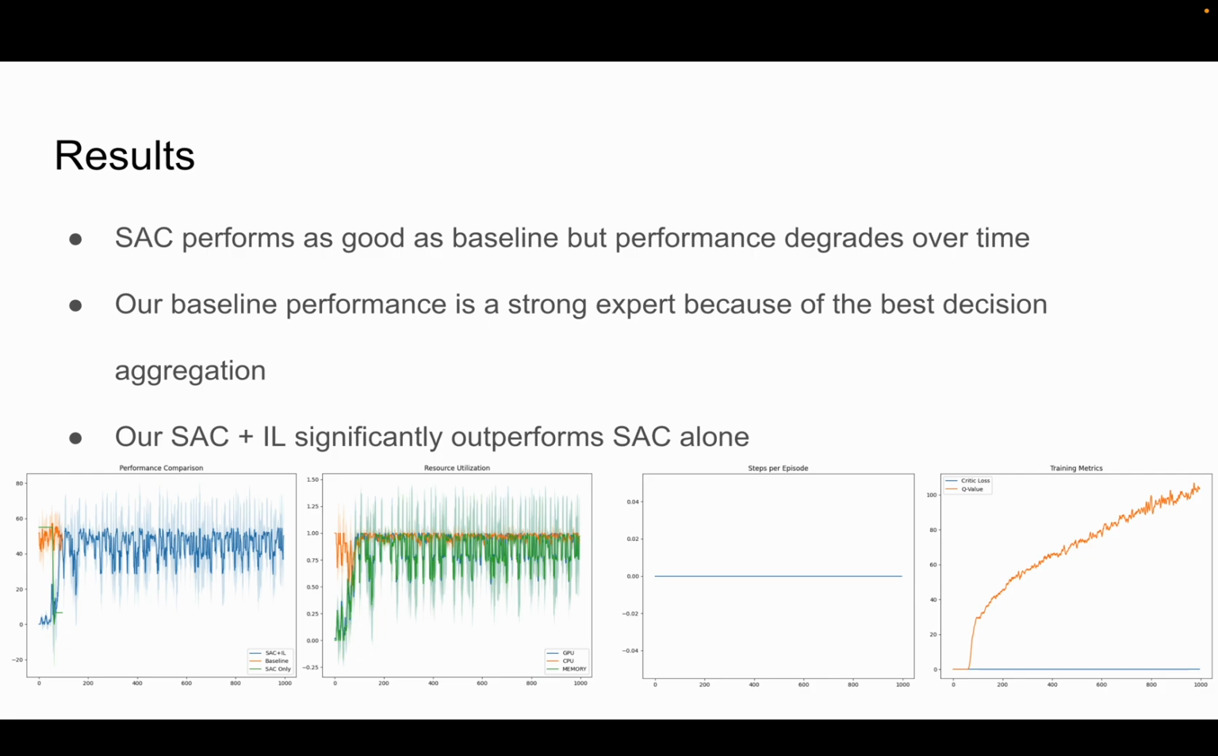So for our results, SAC performs just as well as the baseline, but the performance degrades over time. And our baseline is a strong expert because of the best decision aggregation, as you can see in the graphs. And then our SAC plus the imitation learning actually significantly outperforms SAC alone by itself.